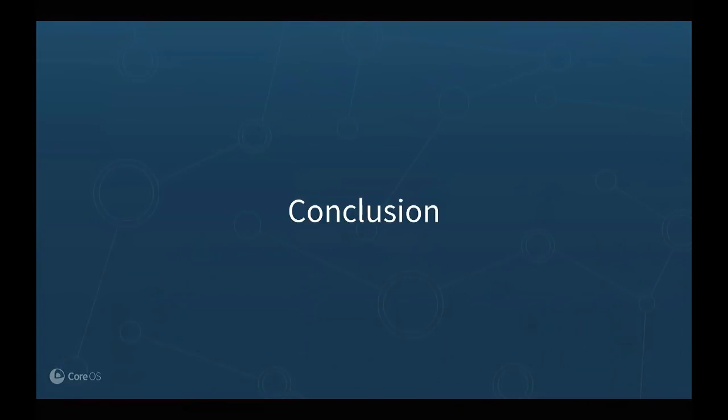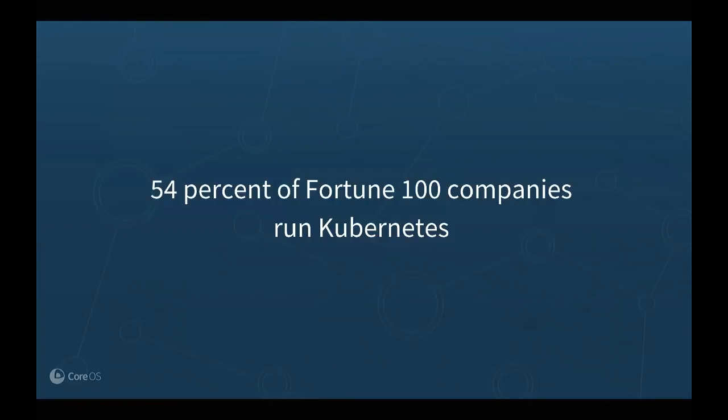Cool. So those are the 6 pitfalls, just to wrap everything up and put a bow on it. Kubernetes is really taking over. In a recent RedMonk report, they noted that 54% of Fortune 100 companies run Kubernetes, and that's across multiple different sectors and verticals. So it's a product that's obviously taking things by storm.